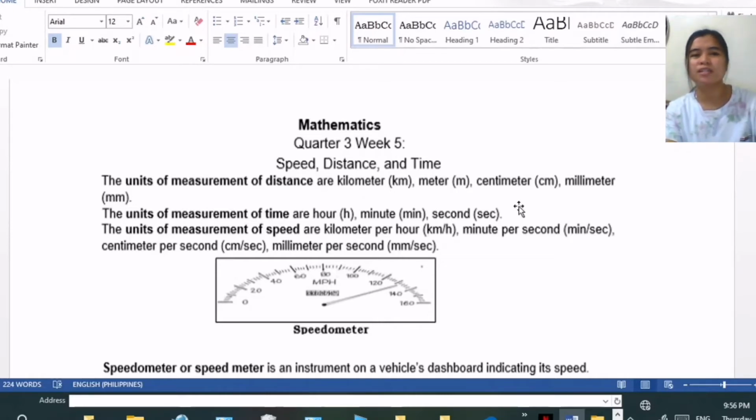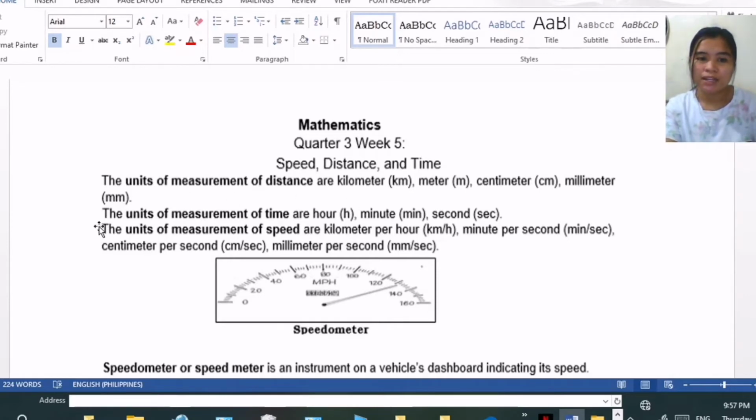So ano nga ba yon? Ayan, so I have here the definition of that. So pag sinabi kasi nating distance, when it comes to distance or when we talk about distance, maririnig nyo ang mga unit na to. Okay po. So we have kilometer, meter, centimeter, millimeter. Ayan po. So yan po yung mga units na ginagamit natin sa distance.